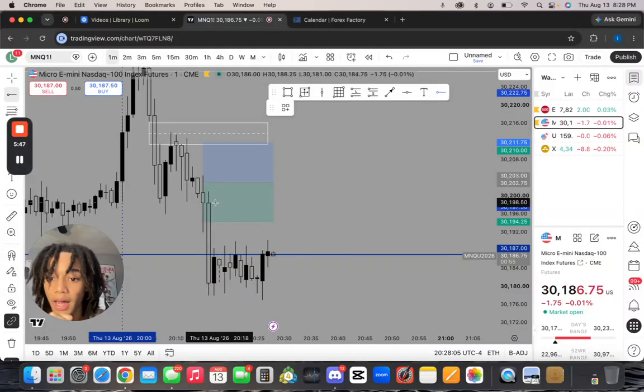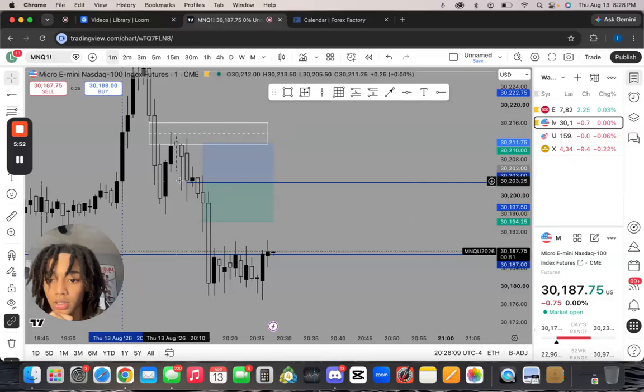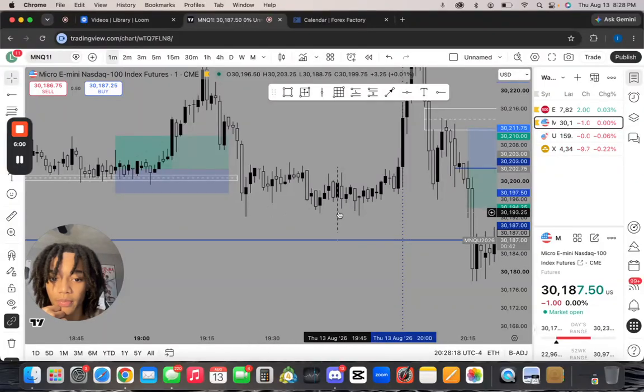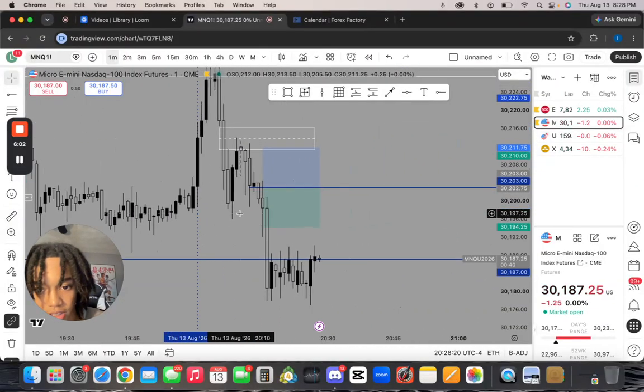Cool. After price showed me this candle right here, and this is just reading candles and understanding that this is potentially resting orders right here that we could grab.